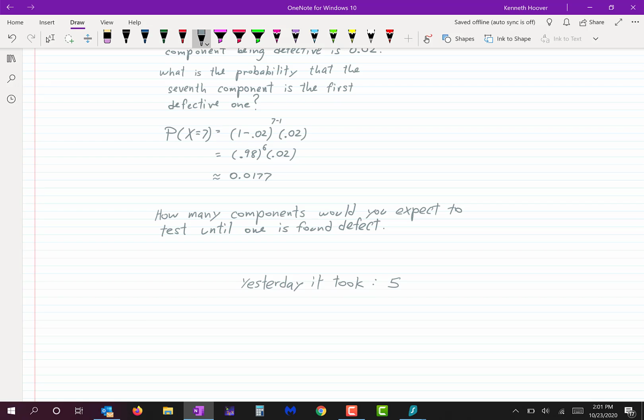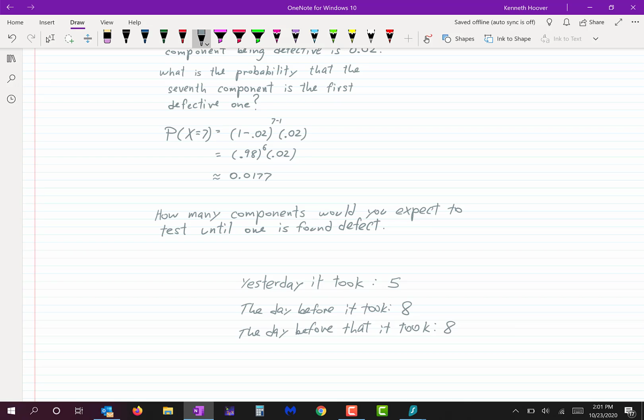Okay. And the day before it took 8. And then the day before that it took, I think I said 9, but let's do 8 again because the math will work out easier.